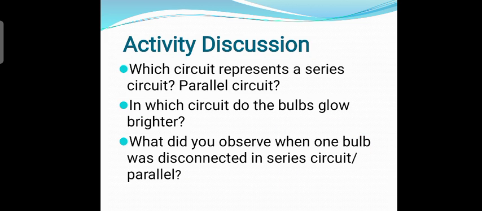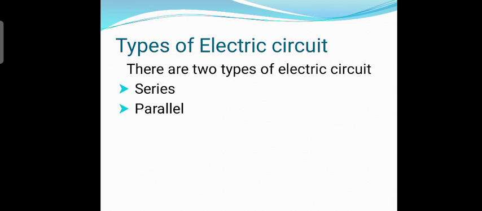Now, there are some questions based on the above activity. Which circuit represents a series circuit and which represents a parallel circuit? In which circuit do the bulbs glow brighter? What did you observe when one bulb was disconnected in series circuit or in the parallel circuit? So let's understand about them.